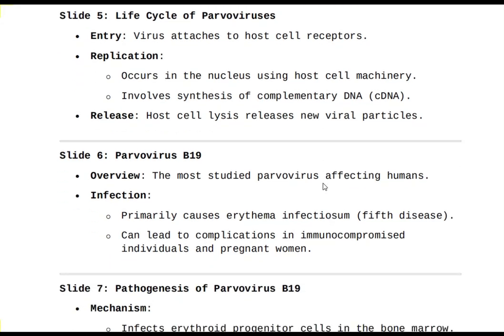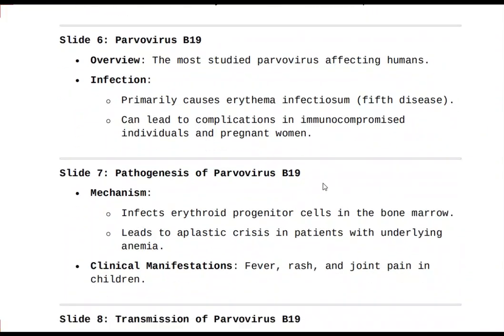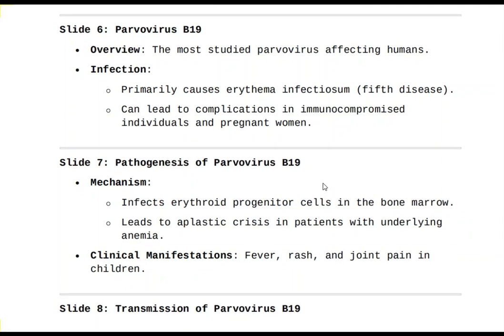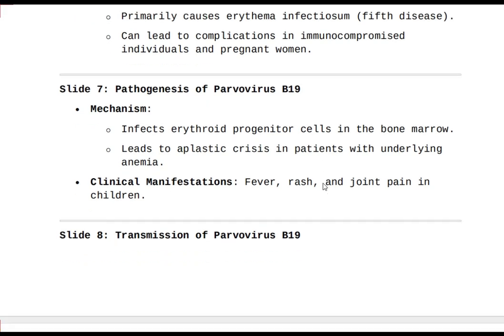So how do we release the viral particles by cell lysis? The first one is parvovirus B19, the most important virus so far under parvovirus. This can cause the so-called fifth disease. If you remember, there is the sixth disease. Now we have the fifth disease, or erythema infectiosum. It can lead to complications in immunocompromised people or pregnant women.